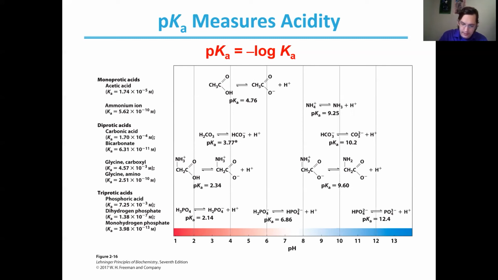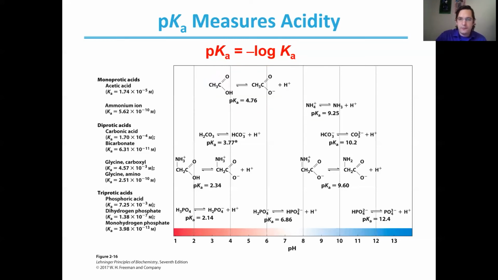So here's the acetic acid that we looked at here. Its pKa comes out to 4.76, which means that around pKa 4.76, or around pH 4.76, is where it tends to change from the protonated form to the deprotonated form. Something with a higher pKa, like our ammonium ion here, will tend to get more deprotonated at higher pH values.